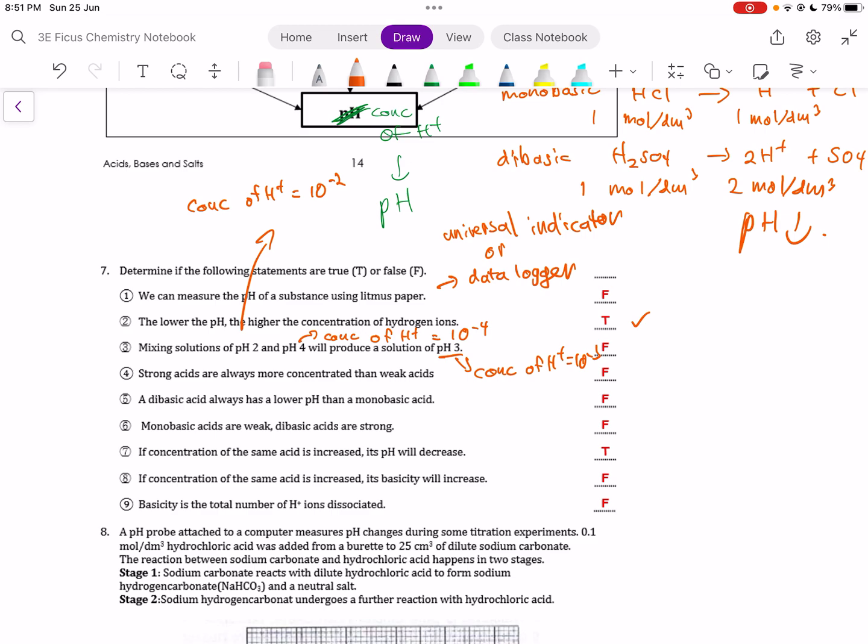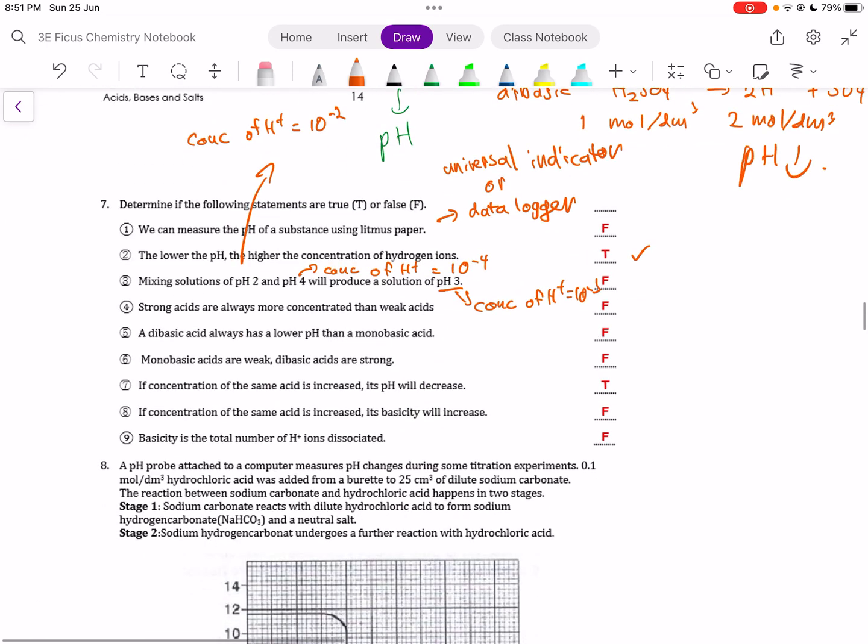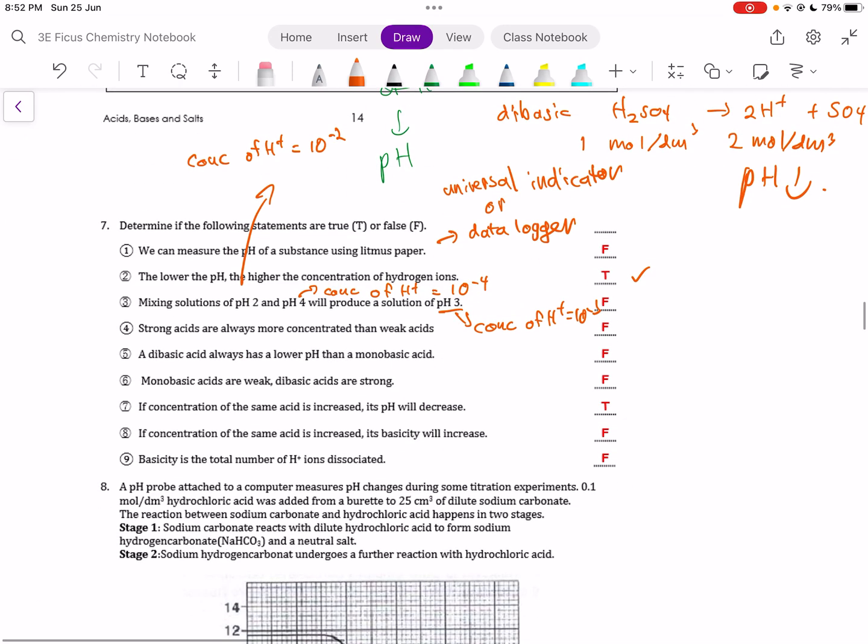Strong acid and concentrated acid are independent factors. Take note, they don't affect each other. That's why I put a cross down here. Strong acids don't equal concentrated. I also mentioned this in lesson 1 or lesson 2, I think. So that's false. A dibasic acid always has a lower pH. It need not be, because you also have to depend on strength and on the concentration of the acid itself.